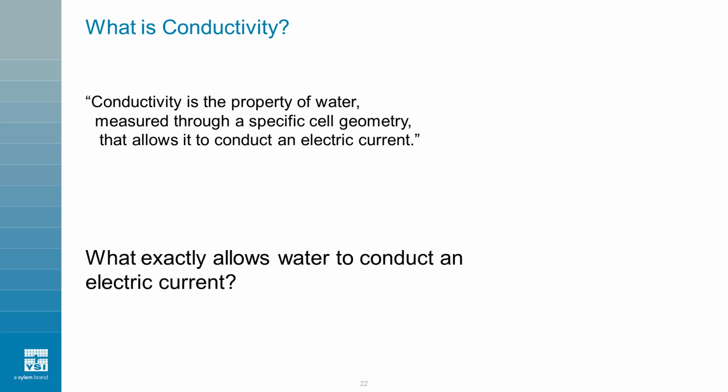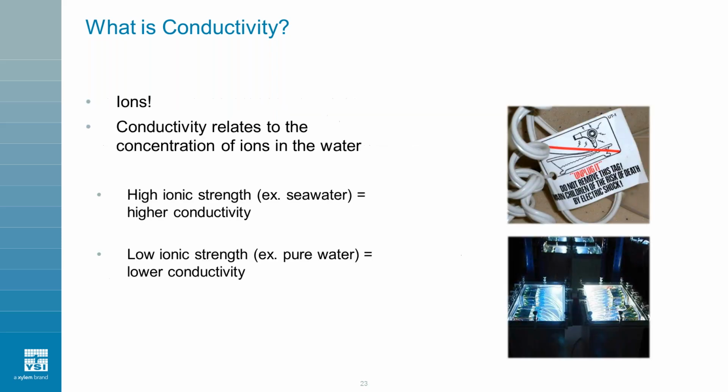But what actually allows water to conduct an electric current? Ions. This property relates to the amount of ions in the water. Generally, the more ions, the higher the conductivity. So liquids with low ionic strength, like DI water, have very low conductivity. Liquids with higher ionic strength, like seawater, have higher conductivity.